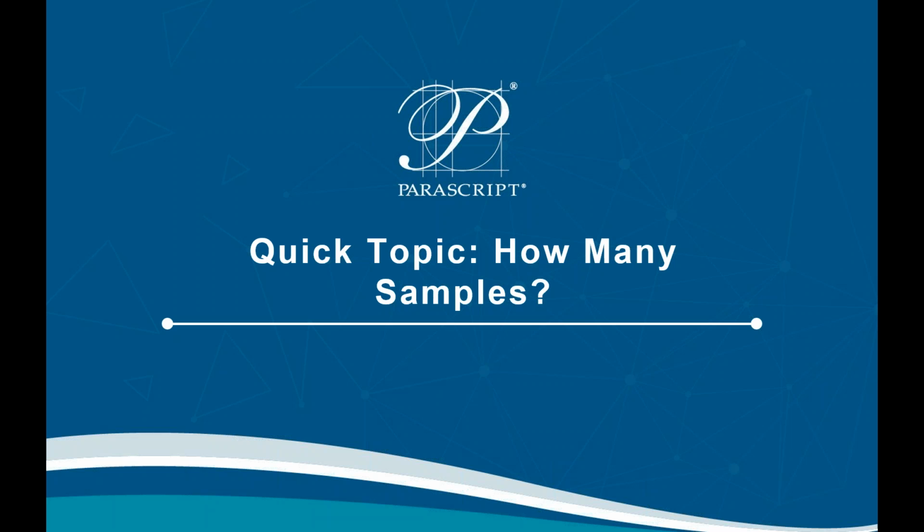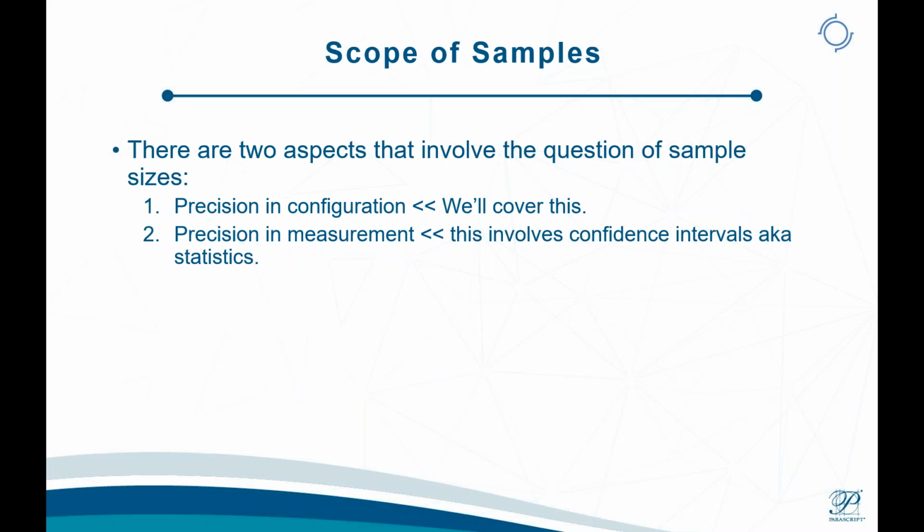And so I want to just take 10 minutes to talk about some high-level concepts that'll help you frame how many samples. So scope of samples, there are really two aspects that drive how many samples you need to use. And there are two areas where you're using samples. The first are samples used with configuration. Now, if you're using machine learning, these are typically called the training set or the learning set. The second one is how precise you want to measure the system.